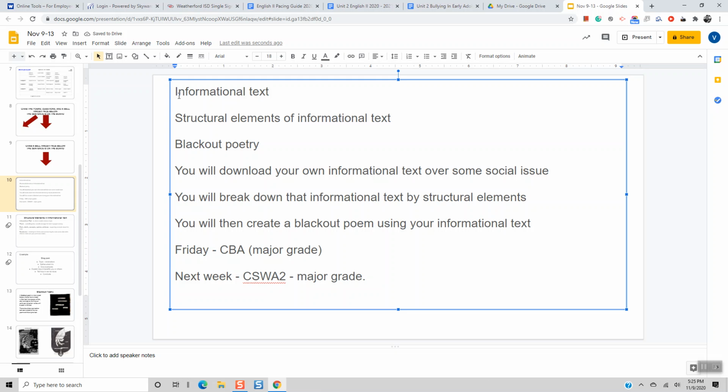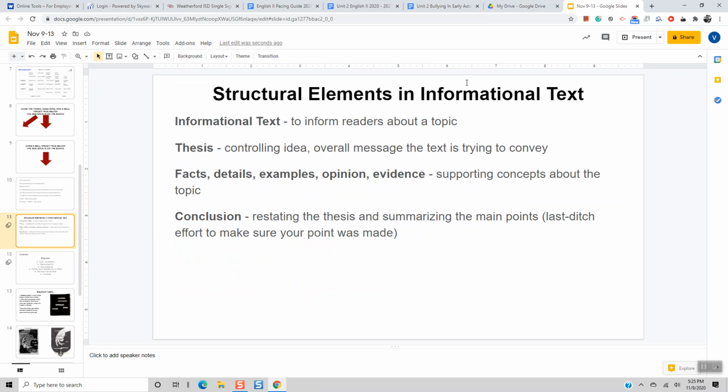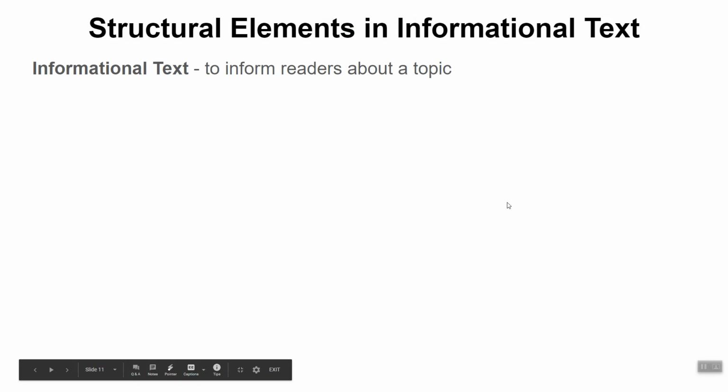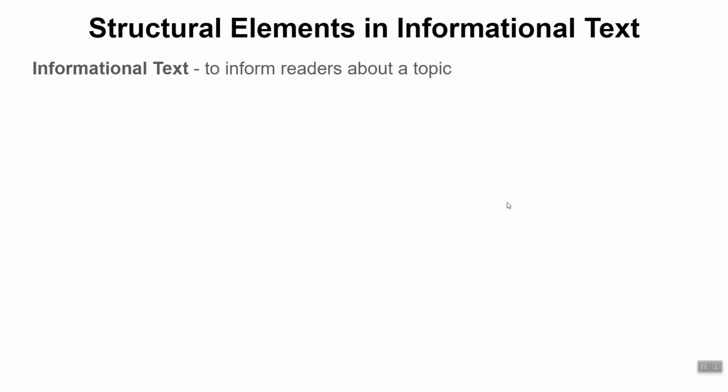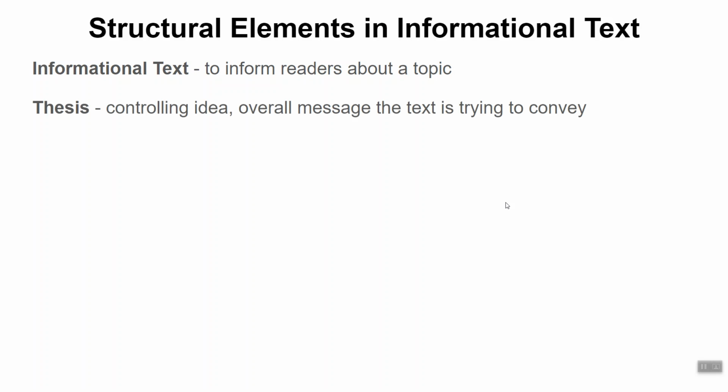So I'm just mapping it out for you. That's exactly what we're going to be doing, so pay close attention. The structural elements in an informational text are as such. An informational text is to inform readers about a topic. So if there's an informational text about COVID and why it's bad, then that's what it's going to be about. There's going to be a thesis, which is what we call a controlling idea, the overall message that the text is trying to convey. So if there's a thesis, that means that this is what I'm going to be talking about. If I get an informational text that is about COVID and how to avoid it, that's the thesis.